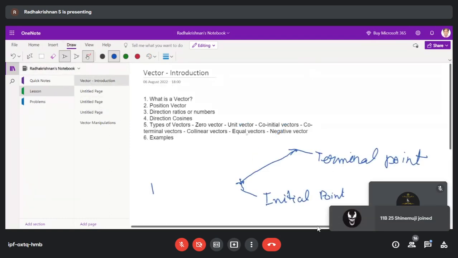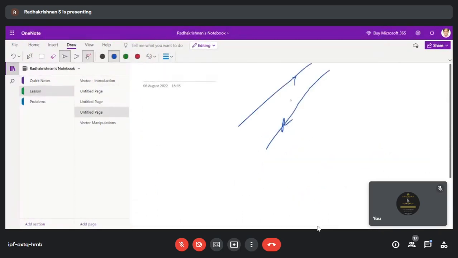Next, we already talked about equal vectors. Equal means equal in terms of magnitude as well as direction: exactly the same direction and the same magnitude. They are called equal vectors. Negative vector: the magnitude is the same, but only the direction is opposite. So if two vectors have the same magnitude but opposite directions, one is the negative of the other. That is the negative vector.